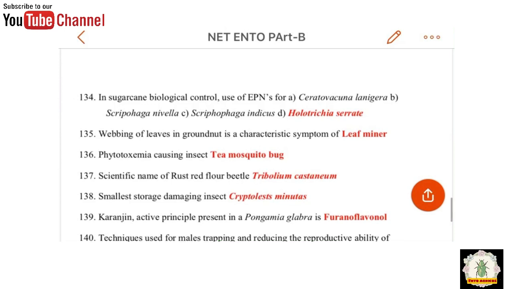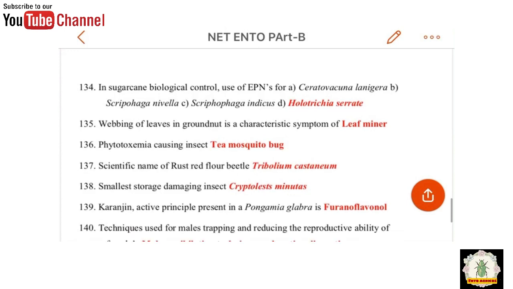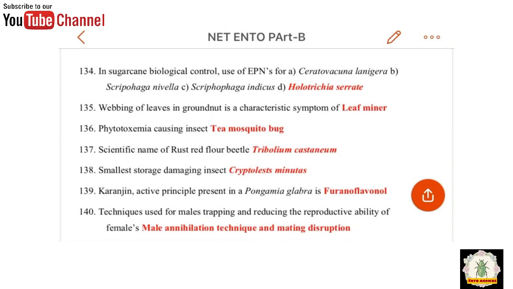Next is karanjin. Active principle present in Pongamia glabra is what? So this is furanoflavonol. So the last question was technique used for the males trapping and reducing the reproductive ability of females. So this is male annihilation technique and the mating disruption.